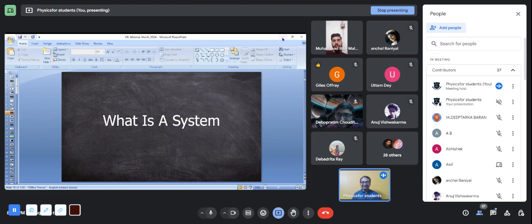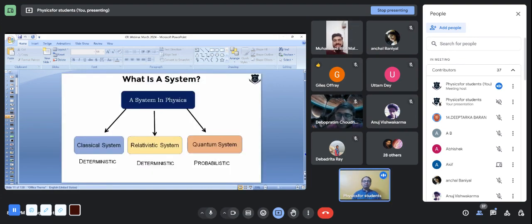That's really nice. Okay, so when I talk of a system, now pay a little bit of attention. This is something very deep. This is really, really deep. There are primarily three types of system: a classical system, which is very deterministic, and I will come to the reason why; the second is a relativistic system; and the third is a probabilistic system.